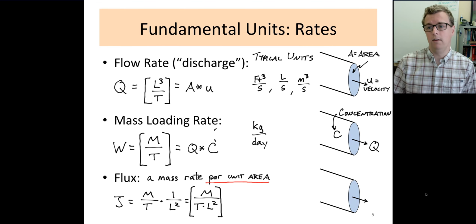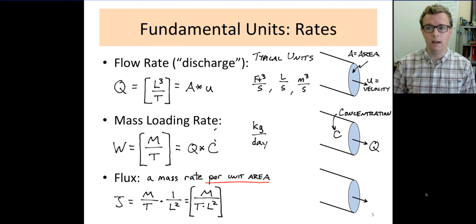So who cares? Well, maybe the deposition from the atmosphere into our lake is 10 kilograms per day per square meter. Well, the total amount getting in the lake then depends on how big the lake is. So there's an instance where you might want to use a flux instead of a mass loading rate. And you can calculate that as the velocity across that area times the concentration.